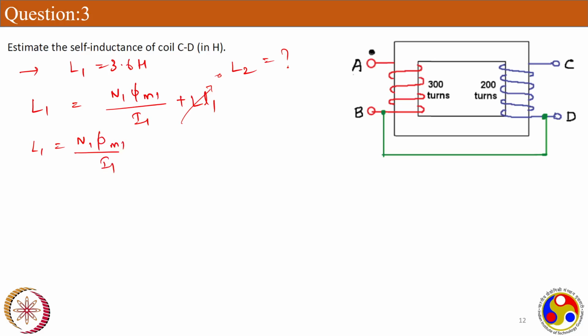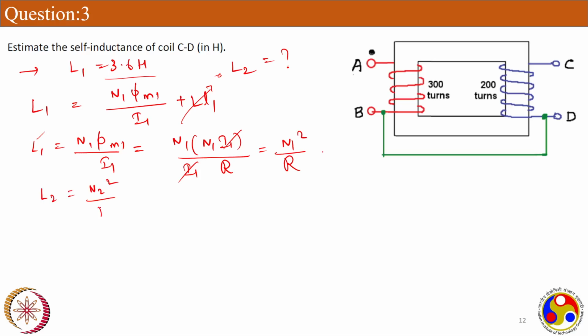But here to calculate the flux, you have to get the MMF by reluctance and so on. Now what is phi M1? I can replace the flux in the first coil by MMF, that is N1 I1 by reluctance. I1 will also be there, so I1 will get cancelled. N1 square by R. So L1, which I already know, which is 3.6, is N1 square by R. Now similarly, L2 will be what? N2 square by R, right?